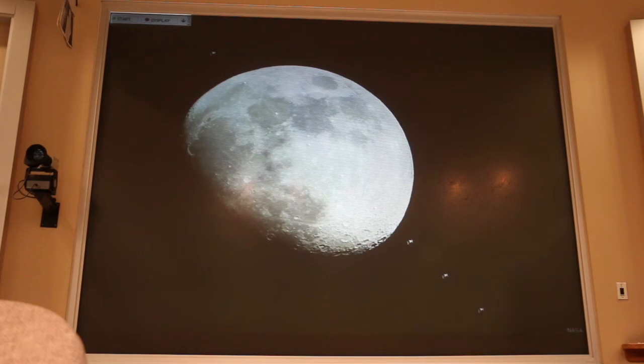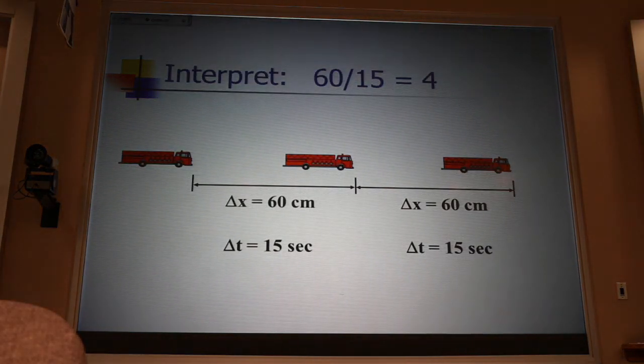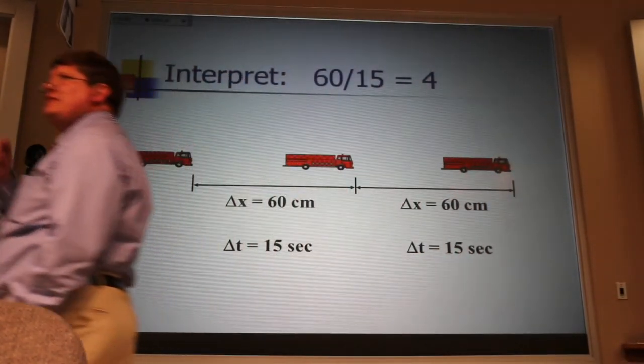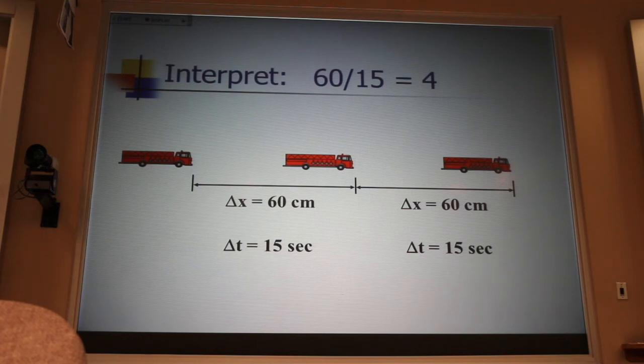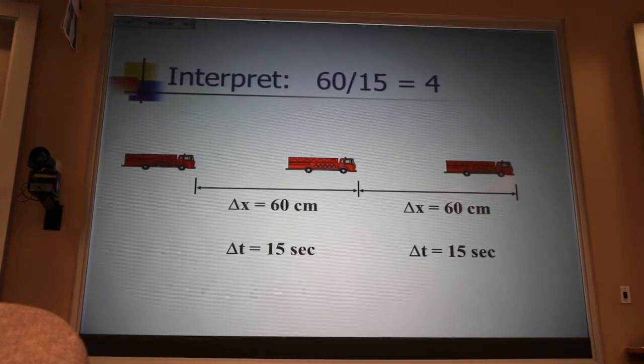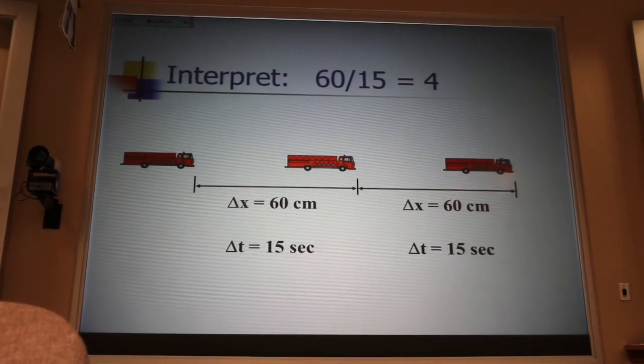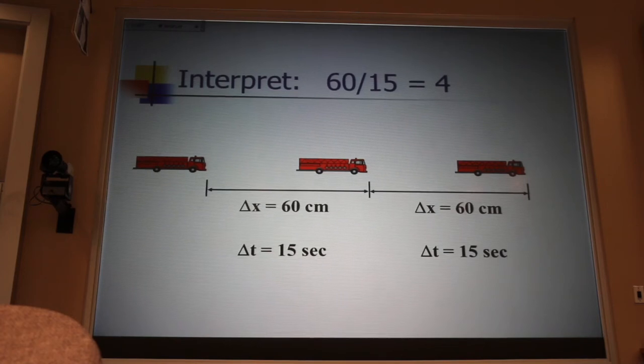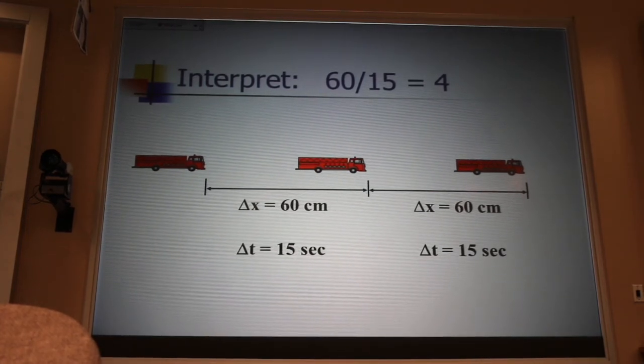Okay? Now, what if I took the number 60 and divided it by the number 15, getting the number 4? What does that number 4 tell me about this motion? What interpretation can you give this number 4, sir? 4 centimeters per second. I would pronounce it a little differently, 4 centimeters for each second. Okay, it's how far this truck is getting down the road for each one interval of time.